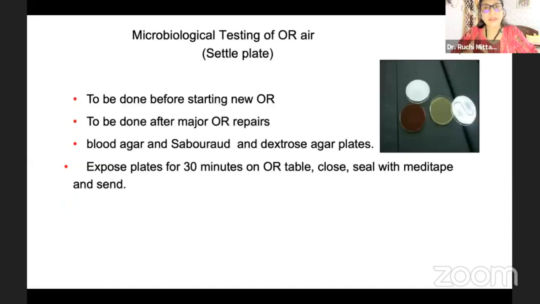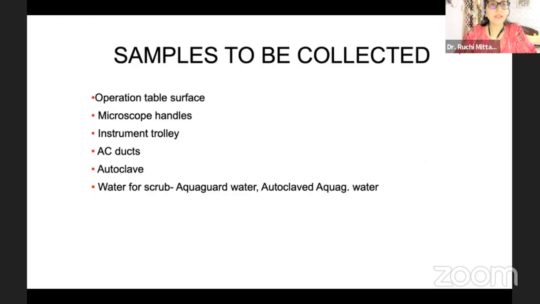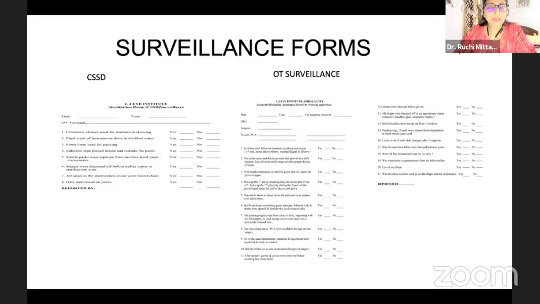Now, microbiological surveillance of air. This is also very important. What we can do is keep the blood agar, Sabouraud dextrose agar plates on the OR table exposed for 30 minutes, then close and seal and send it for microbiological testing. Samples should be taken from the OT table, microscope handles, instrument trolley, AC ducts, autoclave, and the water which we are using for scrub. Now, these are other surveillance forms which we can make for our own hospitals. These are actually sort of internal audits to check whether your OT protocols are being properly followed or not.